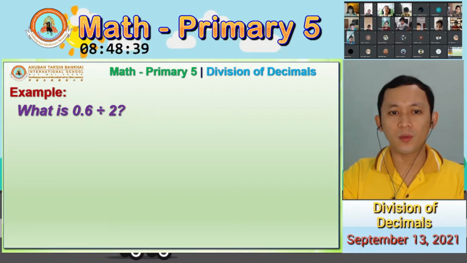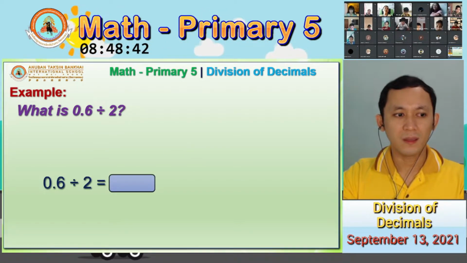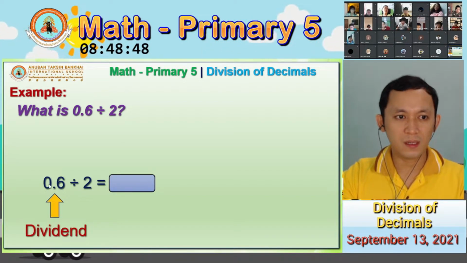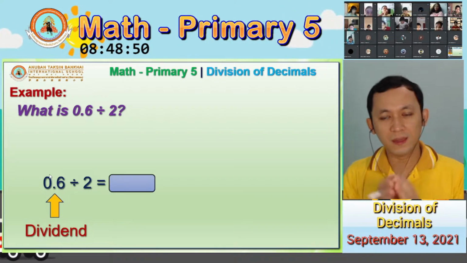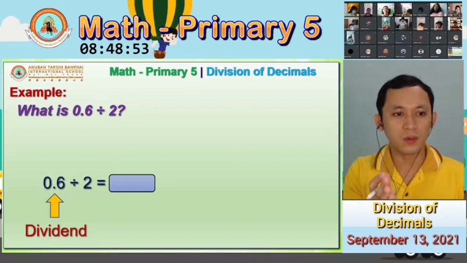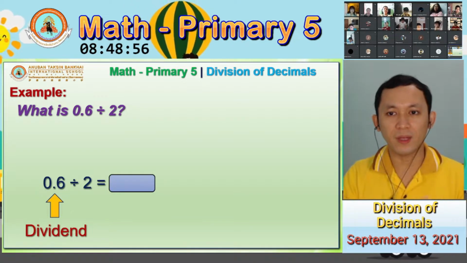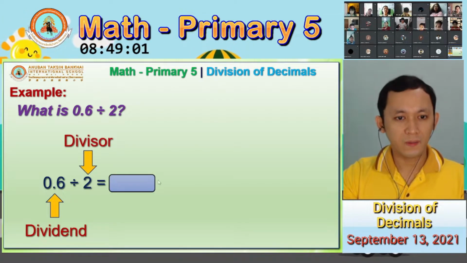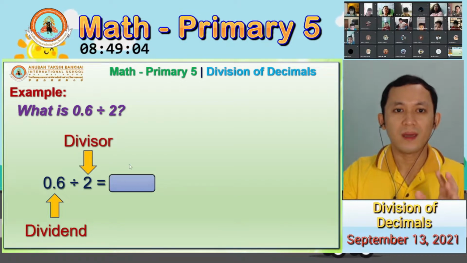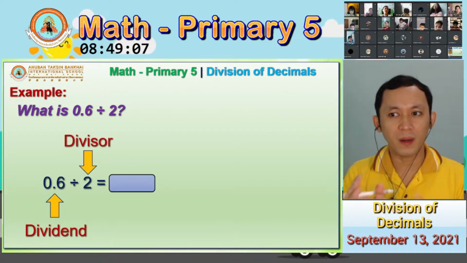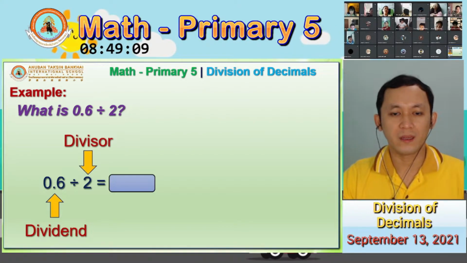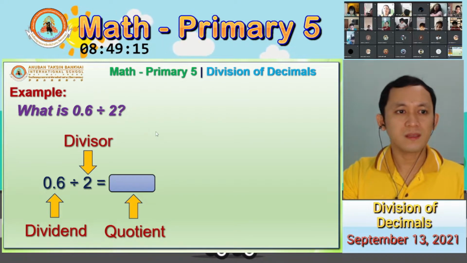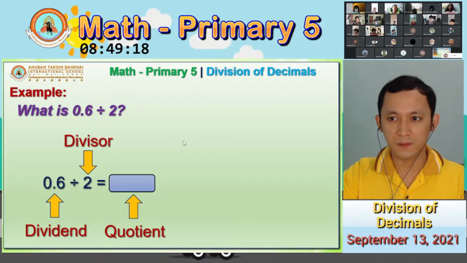Now if we are going to write that, it's like this, right? Here we have our dividend, 0.6. When we say dividend, this is the number that we are going to divide, break down into different parts. And 2, that would be our divisor. This number will tell us how many parts or how many times we are going to divide a number. Now, this is our quotient, the answer when we do division.